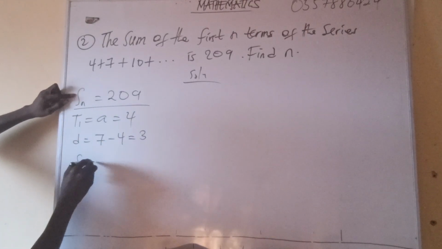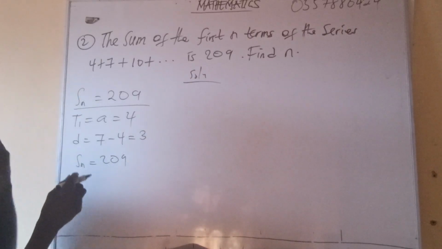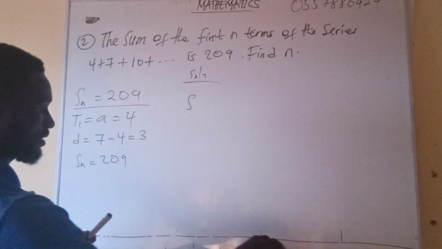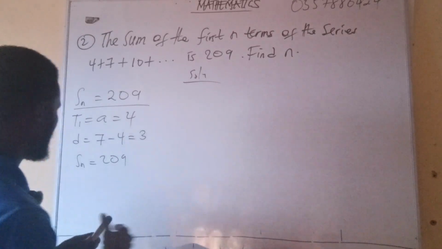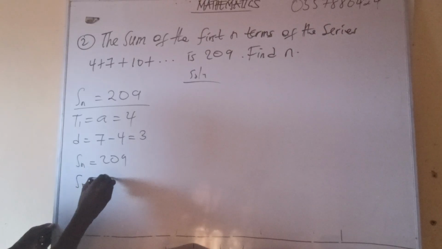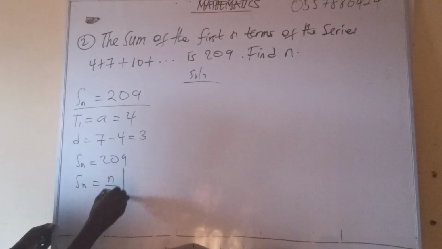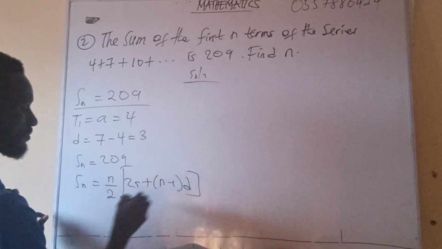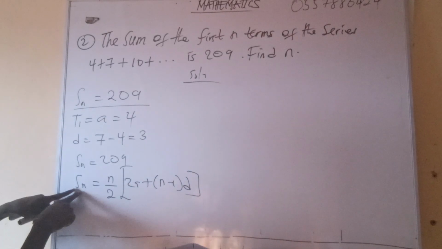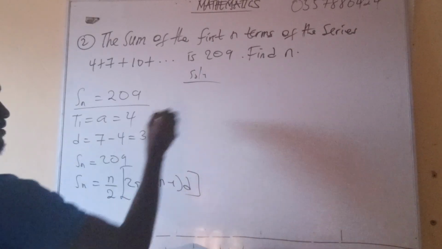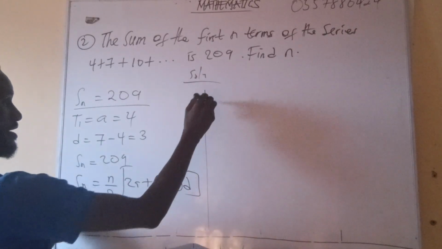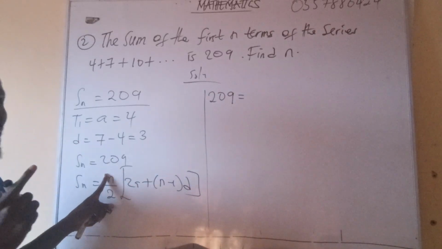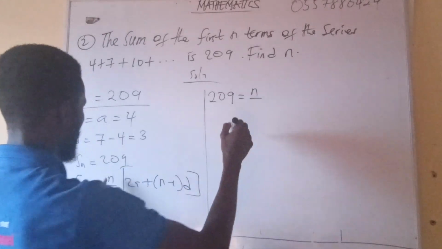Now, the sum of the n terms is 209. Don't forget that the sum is given as n over 2 multiplying 2a plus n minus 1 d. So at this point, I know the sum is now 209. So the sum here, 209, is equal to n over 2. I don't know n. We are looking for n.